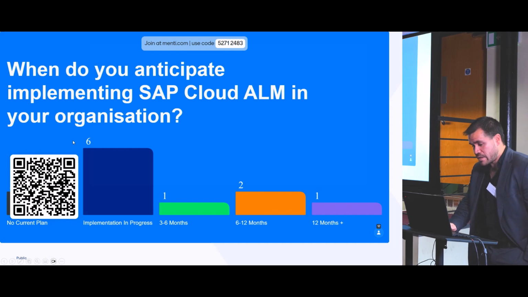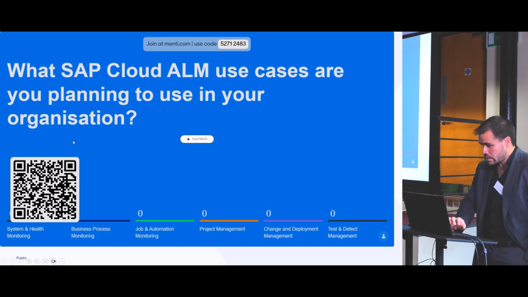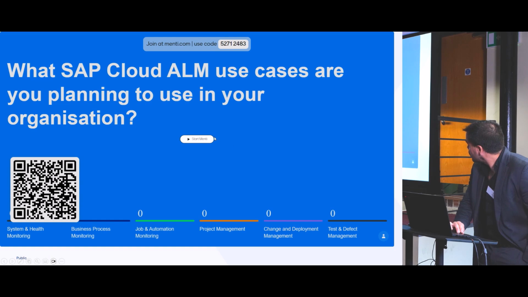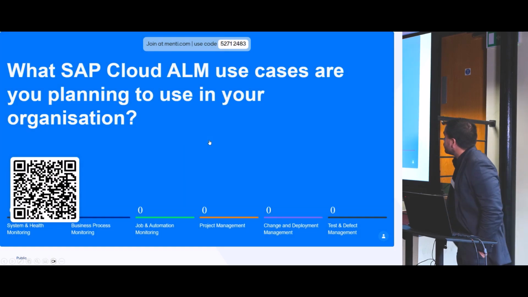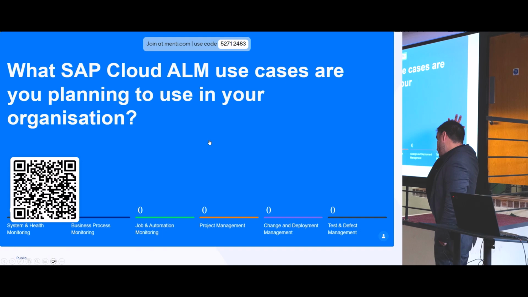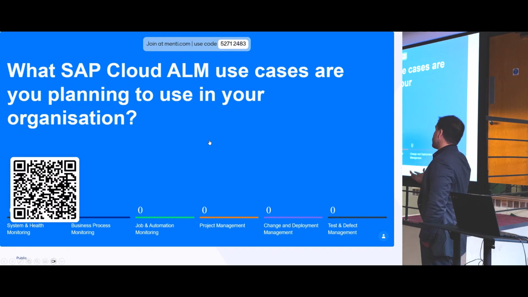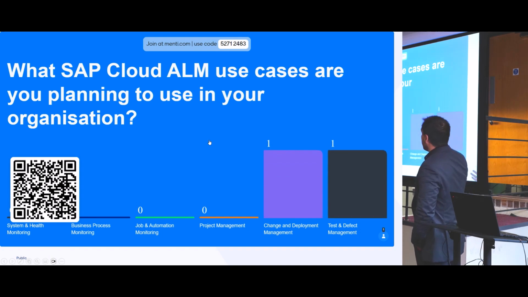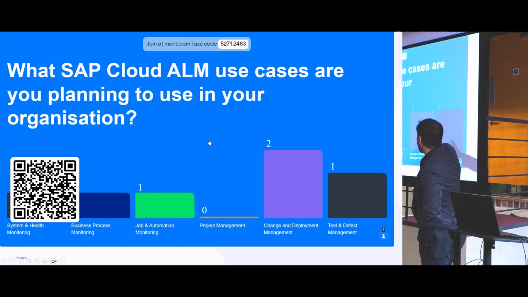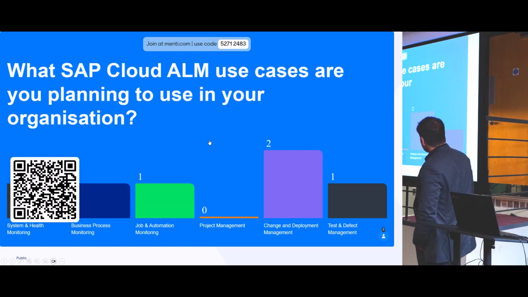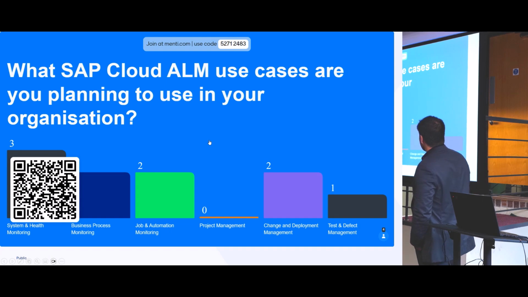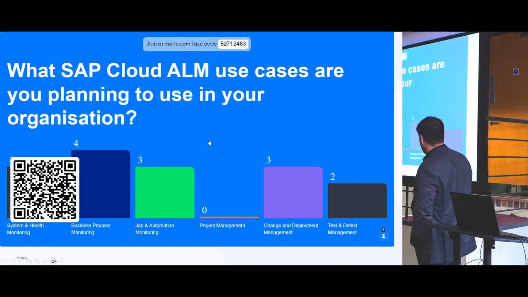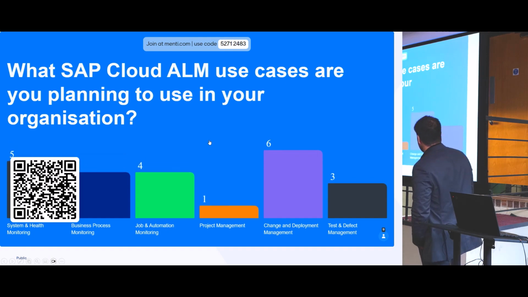Excellent. So let's move to the next question. This is more related to the use cases. Obviously, we've got some areas for the operation side and some areas for the implementation side. These are the ones that we consider more common during implementation, and we're going to be covering this area today. So yeah, it's good to see. System health monitoring is also quite popular. Business process monitoring as well. So, excellent.